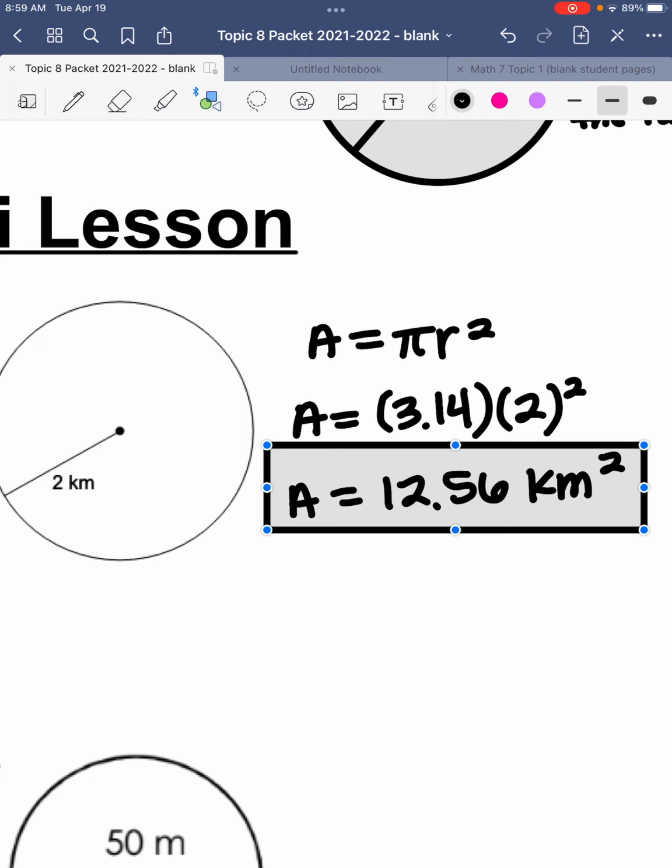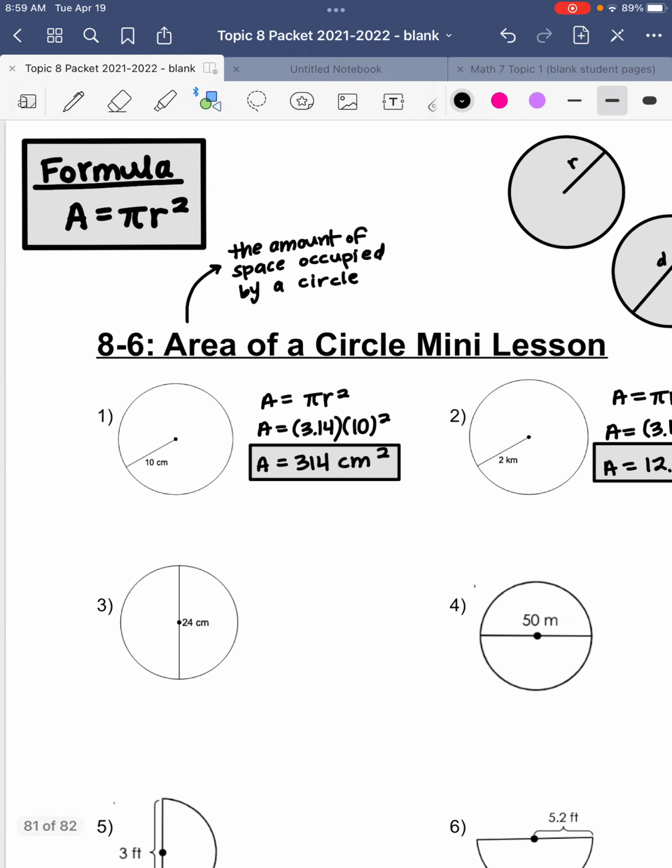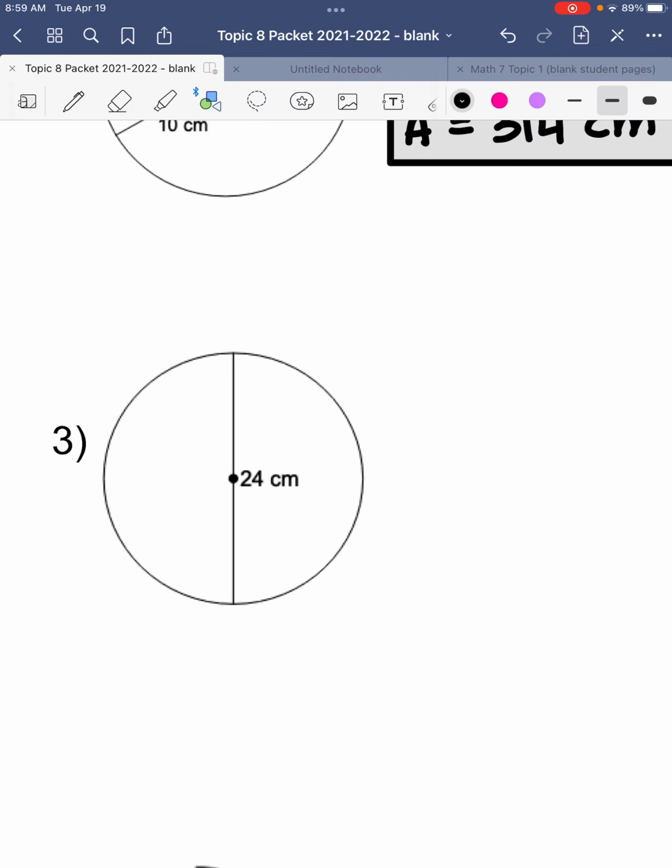Okay. Moving on to number 3. This time I've been given a diameter, so I need to know my radius. So keep in mind, if my diameter is 24, my radius is half of that. So my radius is 12. 24 divided by 2 is 12. So that's what I'm going to use in my formula.